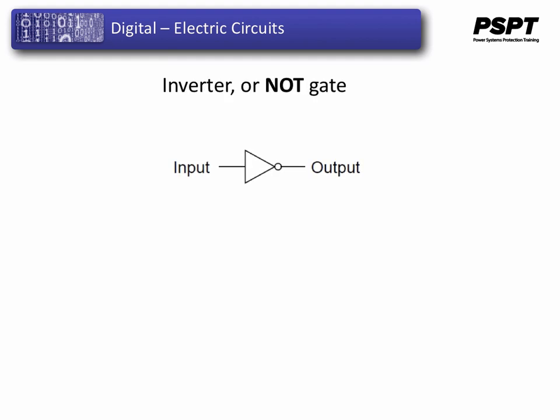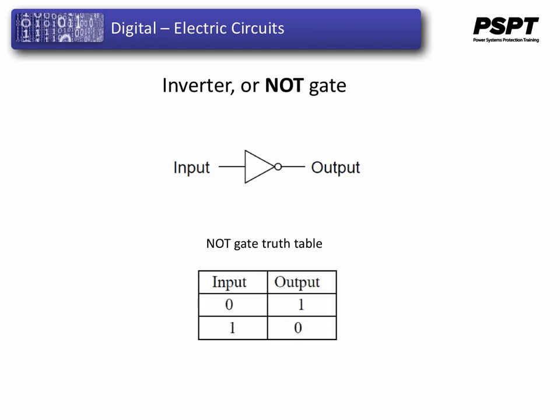This is the symbol for an inverter or a NOT gate. The logic is described by its truth table. It has one input and one output. The output is the complete reverse of the input. In other words, a 0 on the input provides a 1 on the output. A 1 on the input provides a 0 on the output.